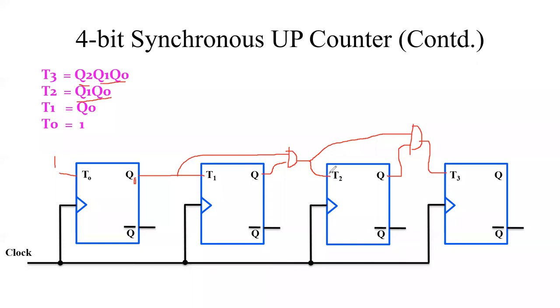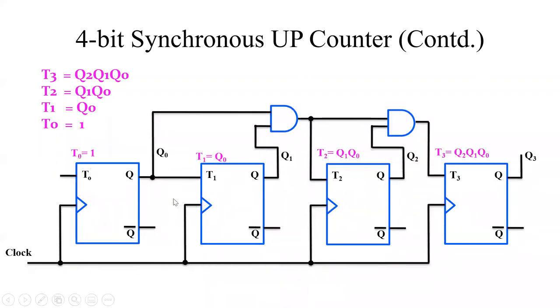Otherwise, if you're not interested, you can connect like this also: take the Q1 signal and Q0 signal, and these 3 signals you can connect in this fashion. We will see that now. So these are the connectivities for the 4-bit synchronous up counter. This is the design of the 4-bit synchronous up counter.